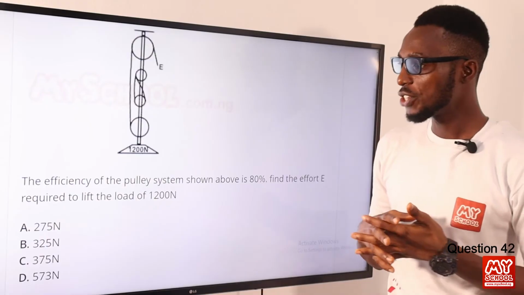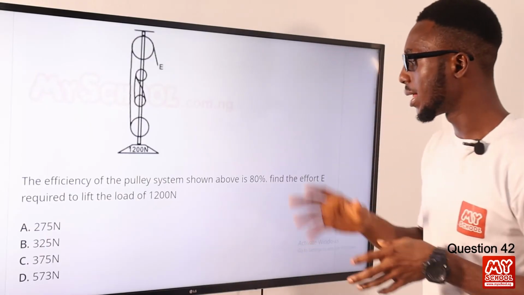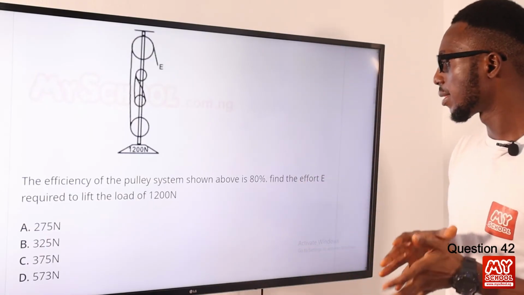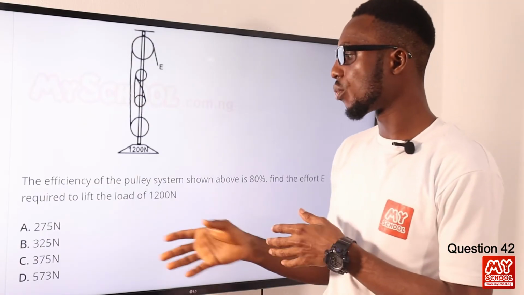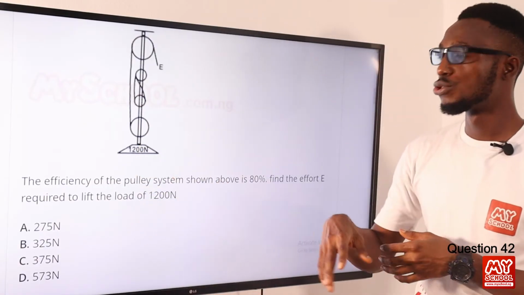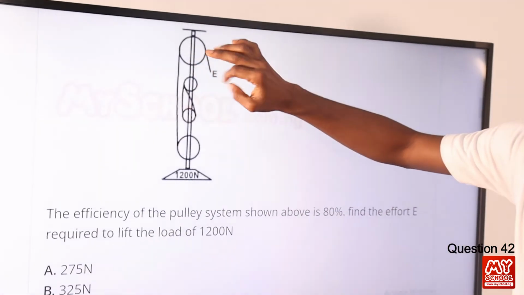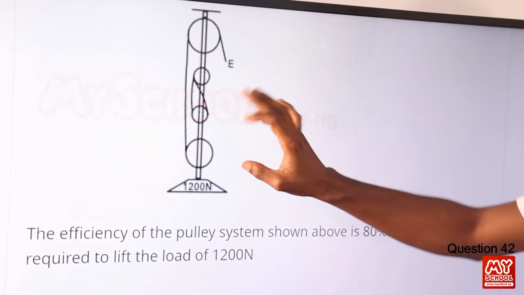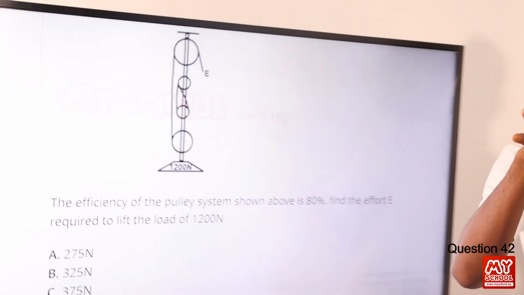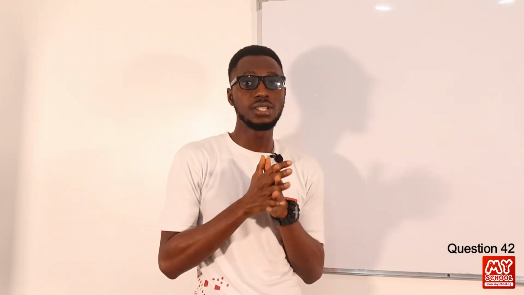42. The efficiency of the pulley system shown above is 80%. Find the effort E required to lift the load of 1,200 newtons. So the VR of a pulley system, you just count these circles that you can see. We have 1, 2, 3, 4. So the VR here is 4. Remember that efficiency is actually MA over VR, that is mechanical advantage over velocity ratio.